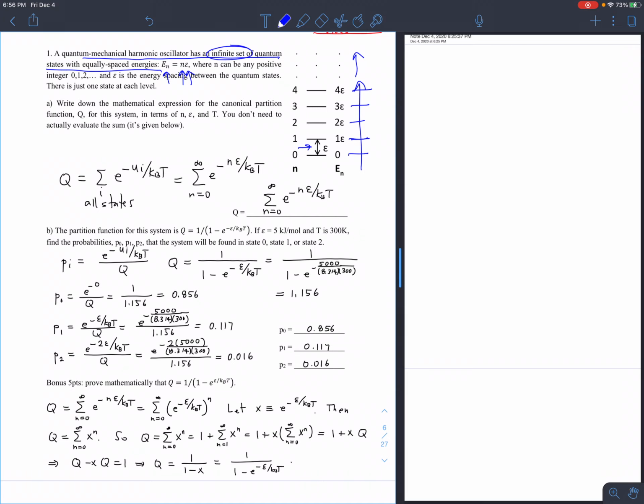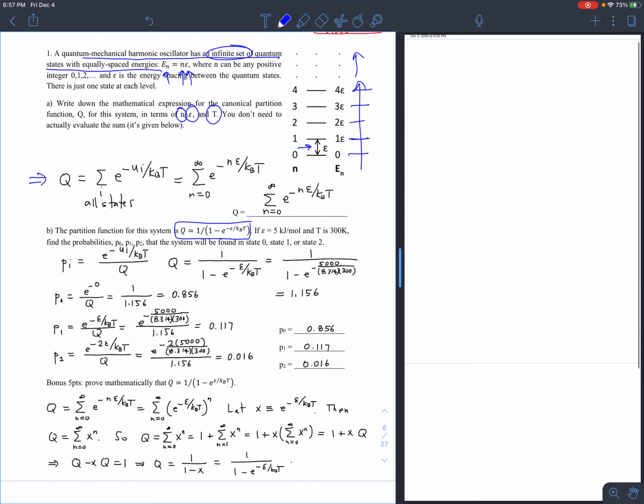Write down the mathematical expression for the canonical partition function Q for this system in terms of the quantum number, the gap size, and the temperature. You don't need to actually evaluate the sum, and the reason is because the actual sum is given down here anyway. But the problem wants you to write down the math of it.